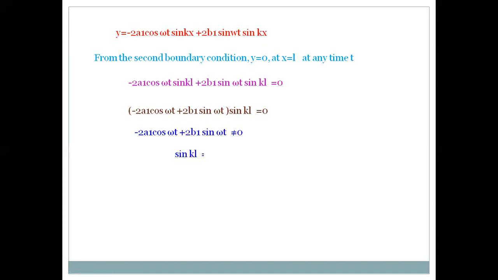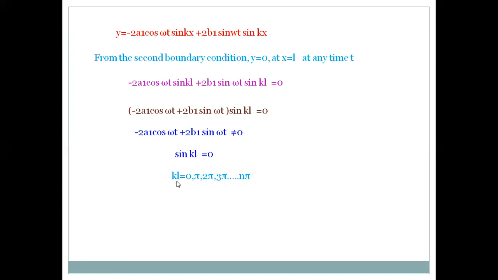So if sin kl is equal to 0, what is the value of kl? We know if kl is equal to 0, sin 0 is equal to 0. And of course, sin pi is also 0, sin 180 degrees is 0. So if kl is replaced by pi, then sin kl is 0. And if kl is 2 pi, 3 pi, 4 pi, 5 pi, and so on, for n pi values also, sin kl is equal to 0.